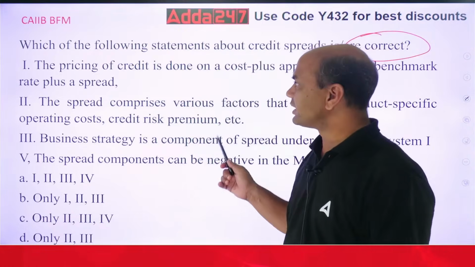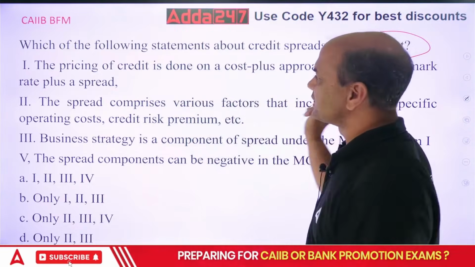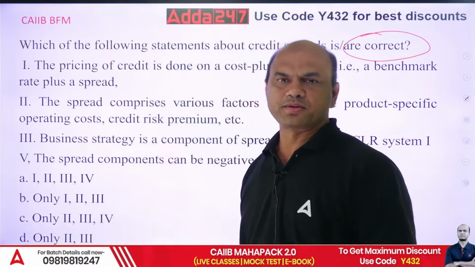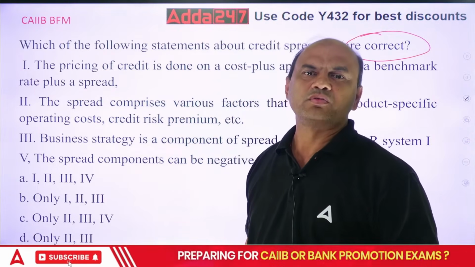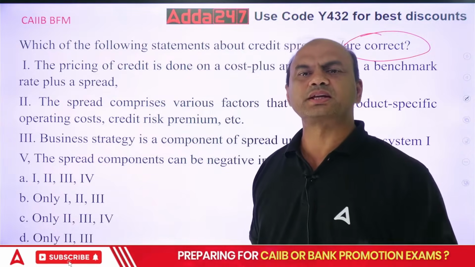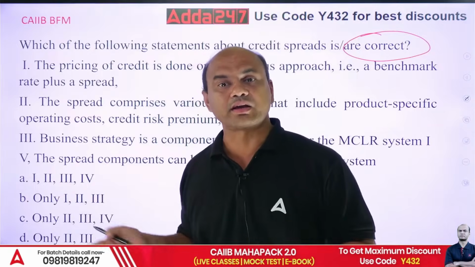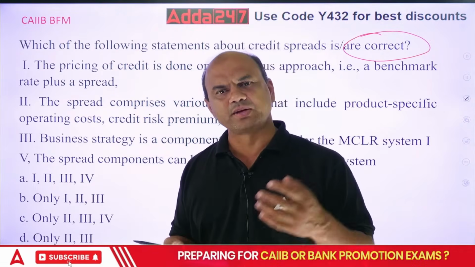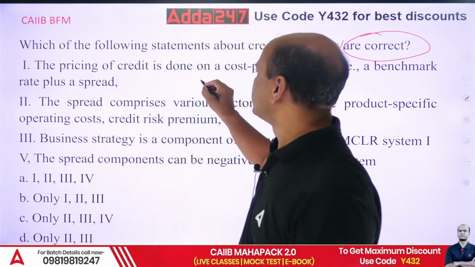So what all can be done over here? The pricing of the credit is done on a cost plus approach. Cost plus means basically a benchmark plus the spread. Cost means whatever is a benchmark. For internal it is MCLR, for external it is repo. For forex it is nowadays ARR. So these are the benchmarks. That benchmark plus spread, so that is cost plus. So this is true. One is true.